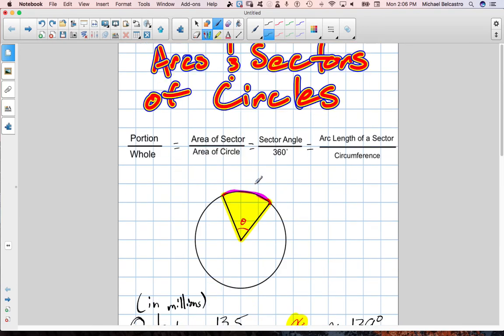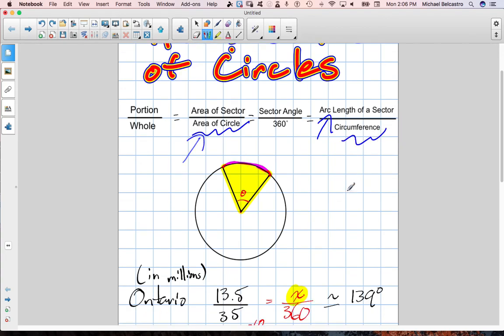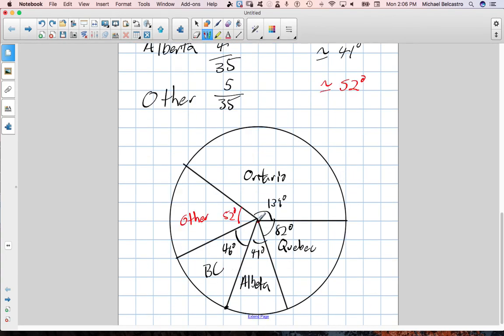Okay, so we've done our portions and our wholes, and we calculated sector angles out of 360. So here are the last two things. This is really where we're getting to: the area of a sector and the arc length of a sector. So in order to figure these out, we need to calculate the area of the circle and the circumference of the circle. If you recall, I said that I counted in units.